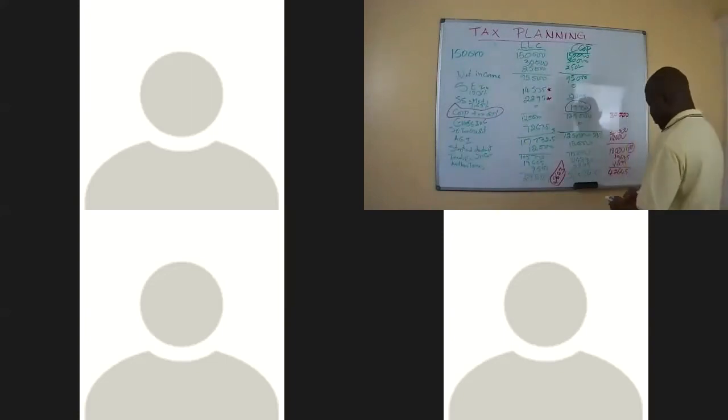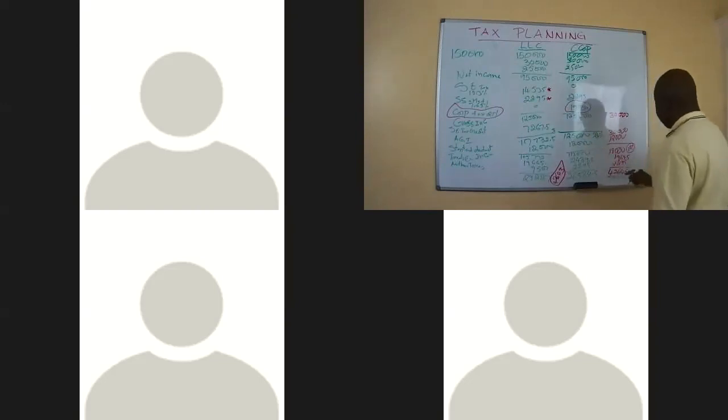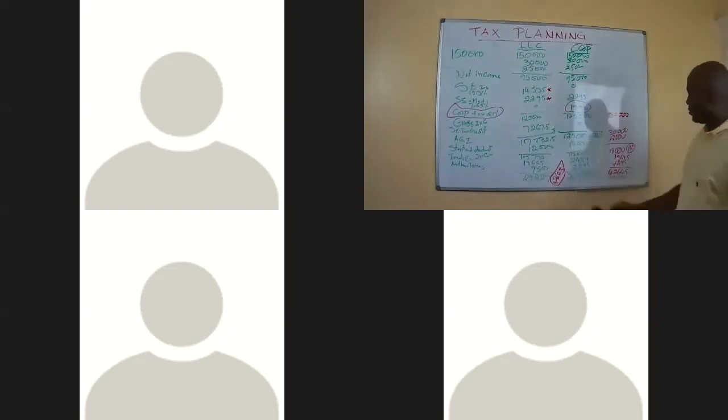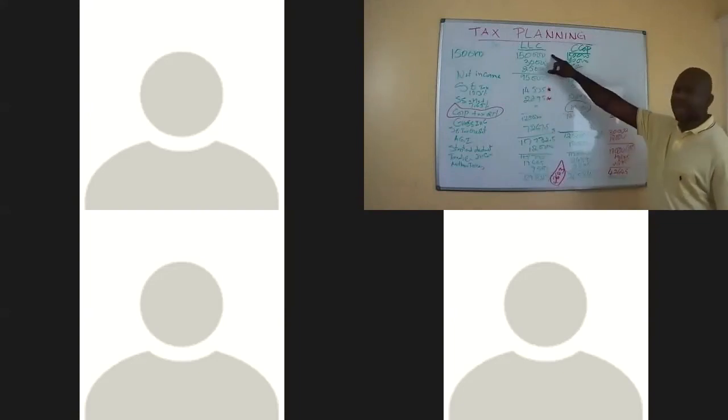4,264.5. So 4,264. Now you can see the difference. You can now compare this amount of taxes that she will be paying with what? With this amount that she would have paid if she was still on the LLC.